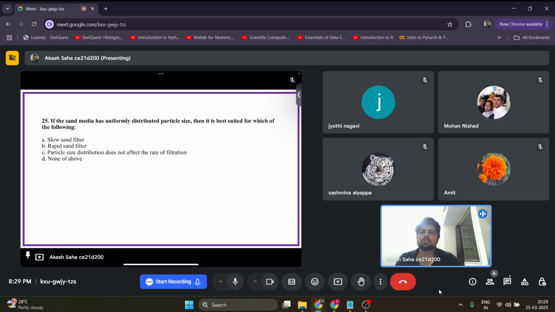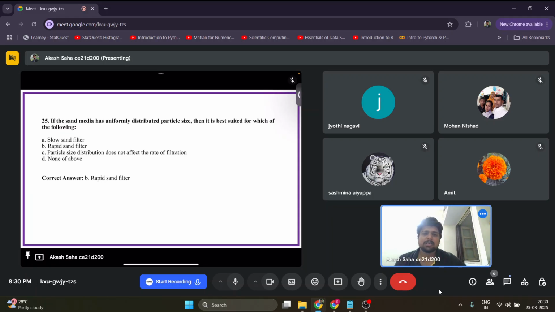Why do you think it's a slow sand filter? The correct answer is rapid sand filter. So always remember, if it's uniformly distributed particles, then the voids will be comparatively larger. So the rate of filtration will be larger.